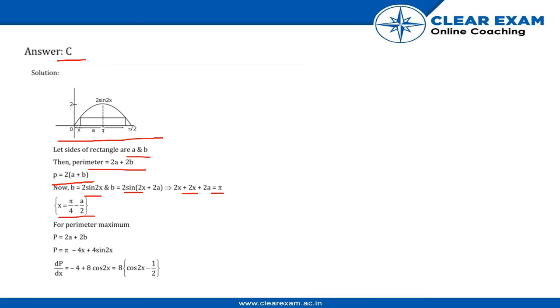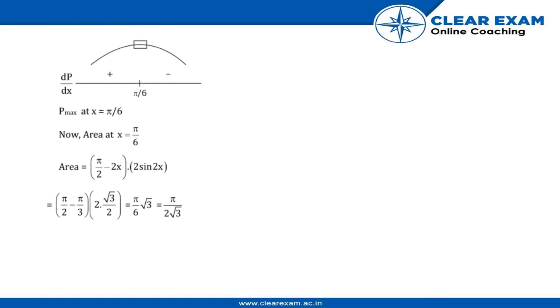For maximum perimeter, perimeter equals 2A plus 2B equals π minus 4x plus 4 sin 2x. Now dP/dx equals minus 4 plus 8 cos 2x, which is equal to zero, giving cos 2x equals 1/2. Now this will be like this. P is maximum at x equals π/6.